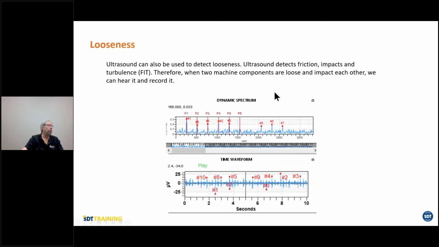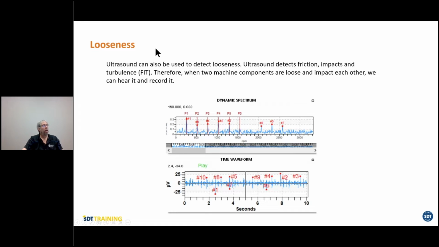You can also detect looseness with ultrasound. Ultrasound detects friction, impacts, and turbulence. Therefore, when two machine components are loose and impact each other, we can hear it and record it. Here again, we see our harmonics and rotating speed. Boom, boom, boom, boom. And we can see the impacting in the time waveform right here. Okay?